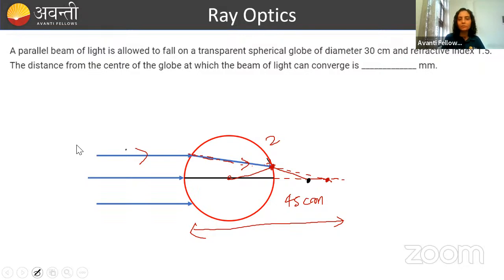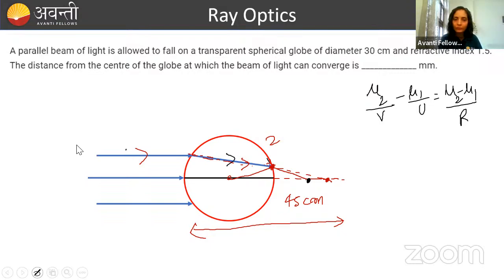If we calculate image distance for the second surface, let's use the formula again. Mu2 by V minus mu1 by U equal to mu2 minus mu1 by R. Now, what will be the object distance for second surface? What is the incident light for second surface? Just look at that. The incident light for second surface is this, and this incident light appears to meet the principal axis at this point. And this distance is how much? From here it is 45, and from this surface it will be 45 minus 30, because 30 is the diameter. So this is 15 centimeter.